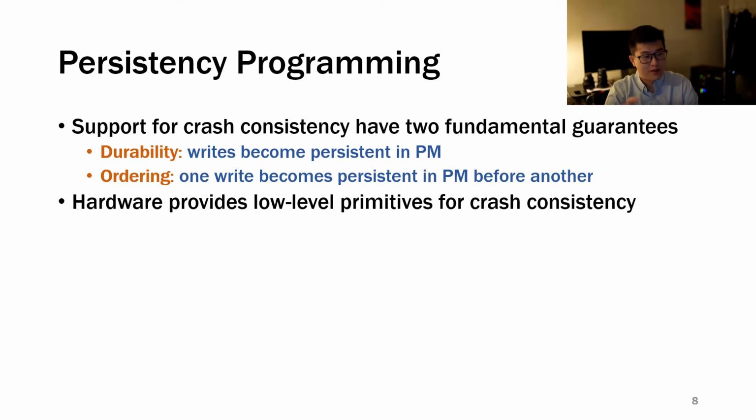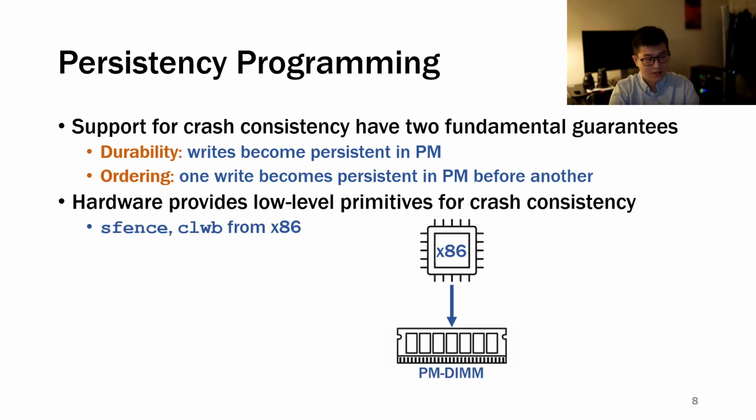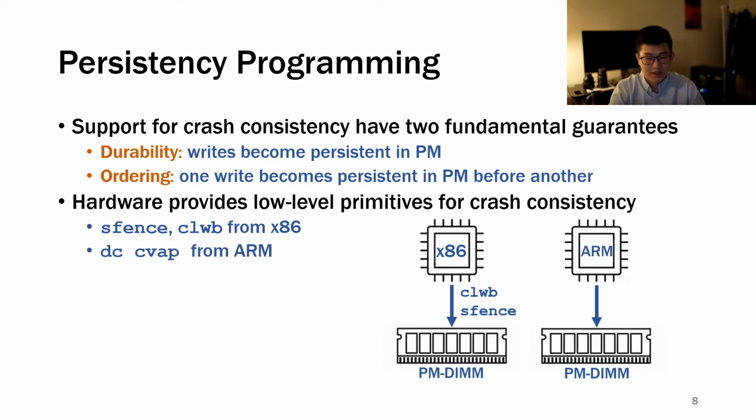To make the programming possible, there has been hardware support providing low-level primitives for crash consistency. Intel has introduced new instructions to x86. By using a combination of CLWB and SFENCE, the persistent data can be first written back by the CLWB, and the SFENCE guarantees the CLWB's completion, so that data is guaranteed to be persisted after these two instructions are issued. And similarly, ARM has an instruction called DC CVAP followed by a DSB fence to serve a similar functionality.